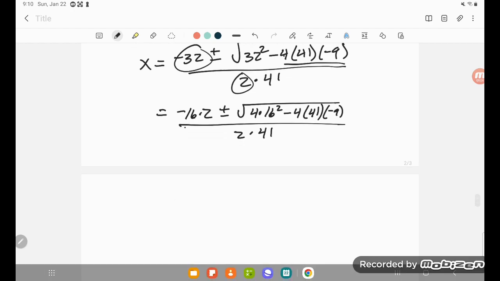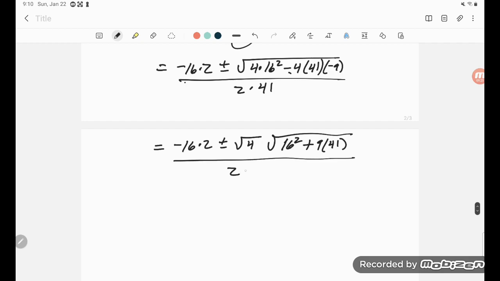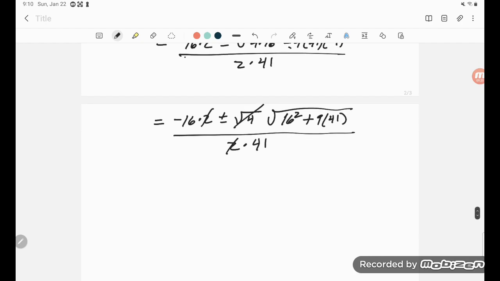Well, see now, when I take out that square root of 4, I got plus or minus the square root of 4. I've got the 16 squared left, but I actually happen to know what that is. And then I've got a minus and a minus, so I've got a plus 9 times 41. And I know what that is. And I've got 2 times 41 on the bottom. But see now, that's 2, so I get rid of that with that and that. So I could factor out a 2 out of both the top parts and then cancel that 2 I factored out with the 2 on the bottom.